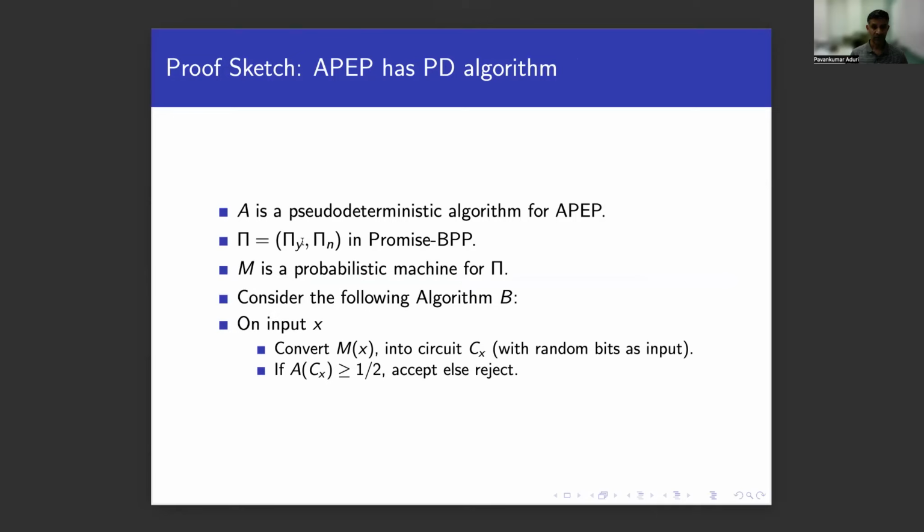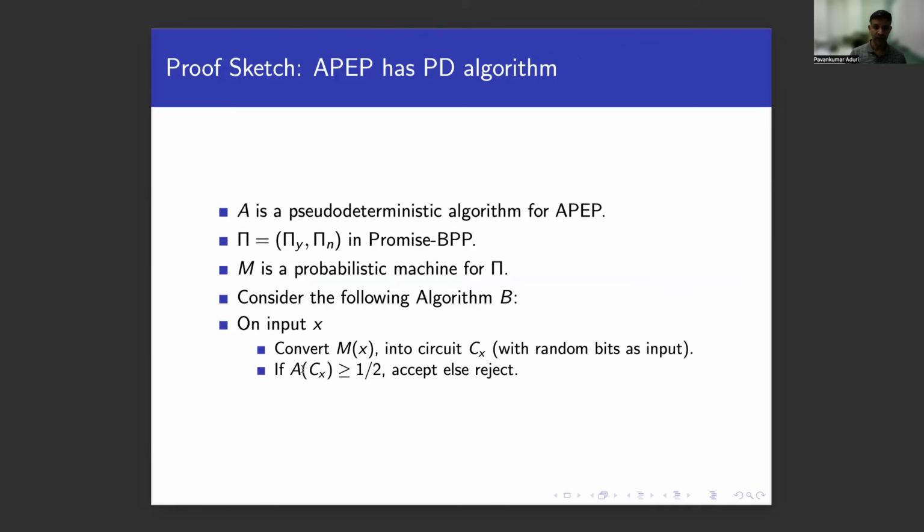So M is a probabilistic machine for Pi. Now the goal is to design a solution to this promise problem that is in BPP. So you look at this algorithm B. On input X, look at the computation of M on X and convert it into a circuit C_X, so that it is taking random bits as input.